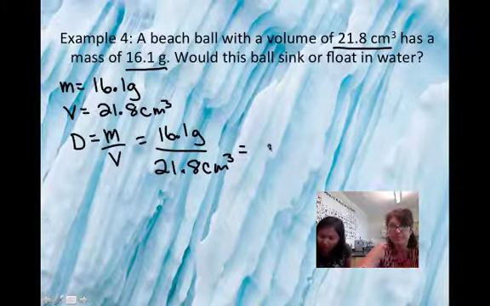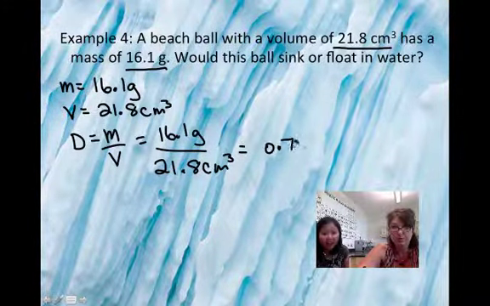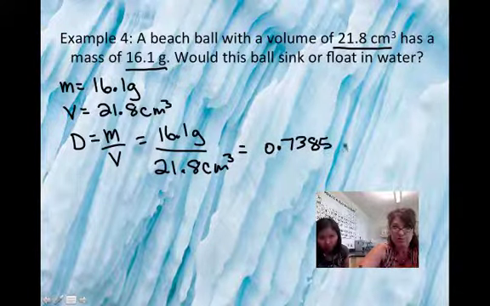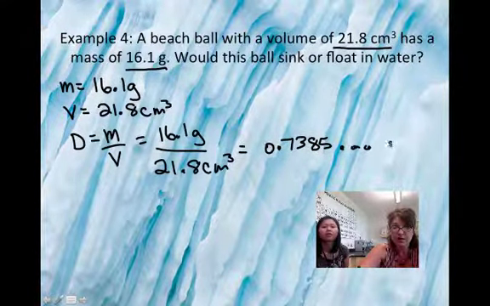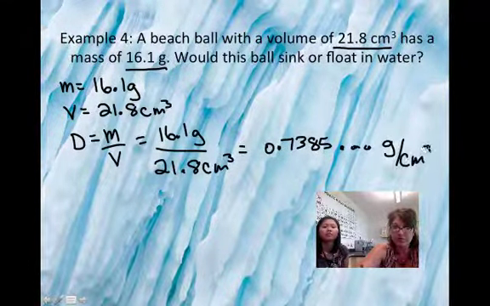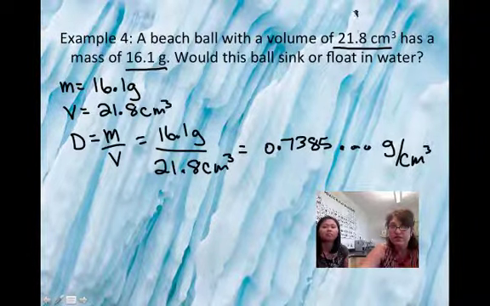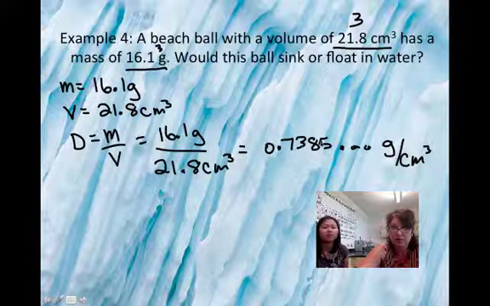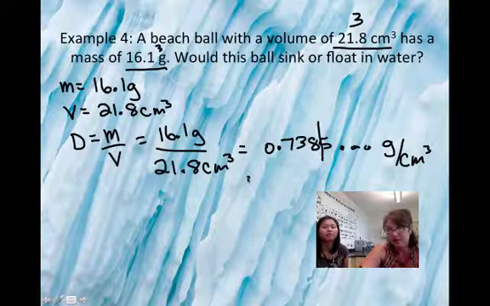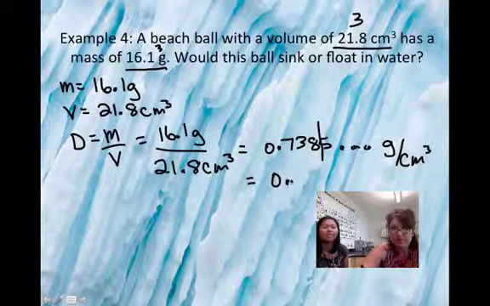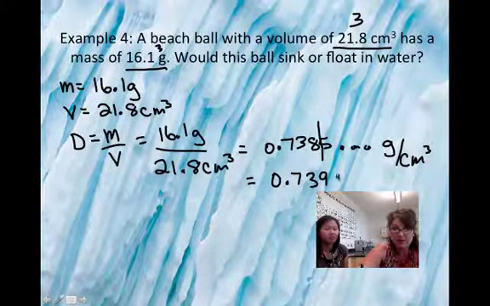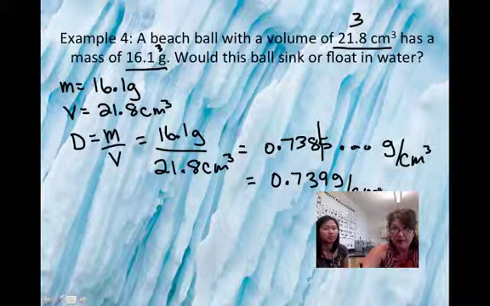That gives me a lot of numbers. 0.7385, blah, blah, blah. And I have grams over cubic centimeters for units. Let's see, 3 sig figs here and 3 sig figs there. So 1, 2, 3. We better round up, because that's 0.739.